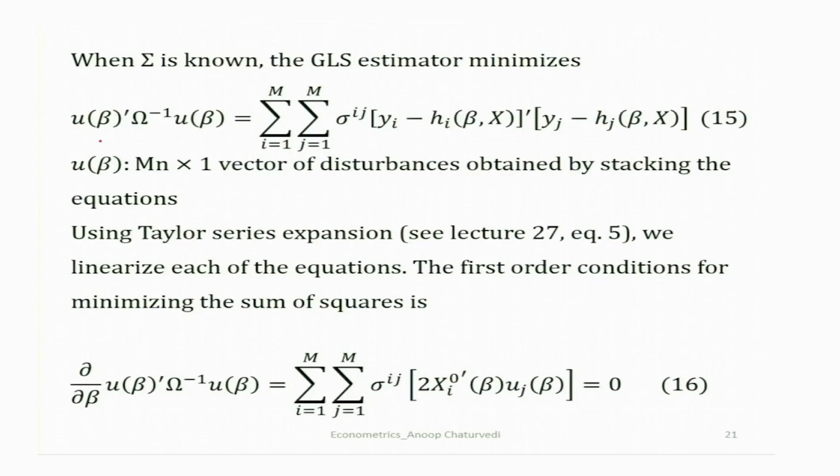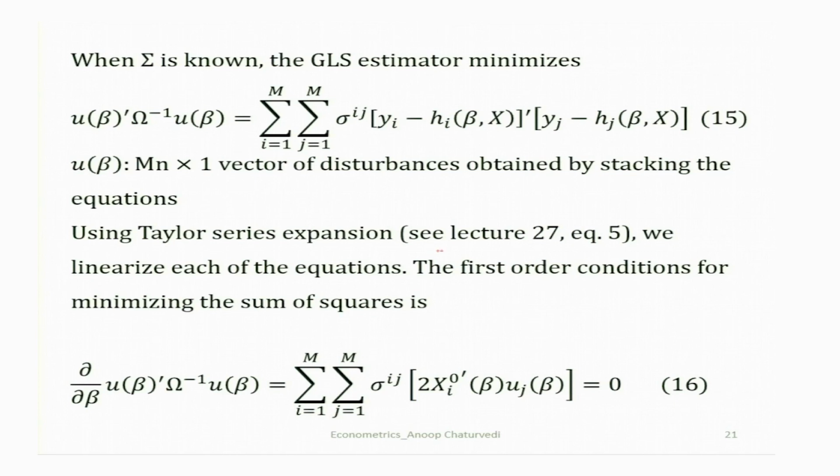Now, when Sigma is known, the GLS estimator can be obtained by minimizing u(β)ᵀ Ω⁻¹ u(β), which is equal to the summation over i and summation over j of σ^{ij} (y_i − h_i(β, X))ᵀ (y_j − h_j(β, X)). This σ^{ij} is the ijth element of Sigma inverse, and u(β) is an Mn × 1 vector of disturbances, and this vector of disturbances is obtained by stacking all the equations.